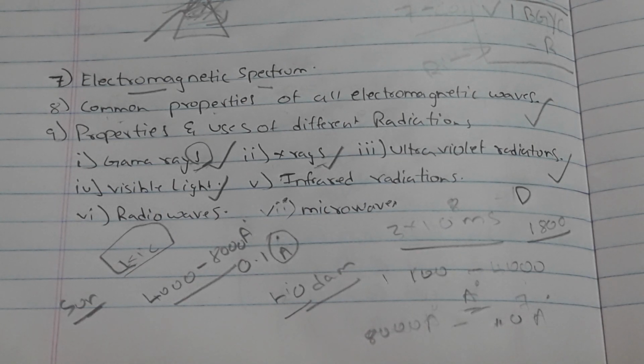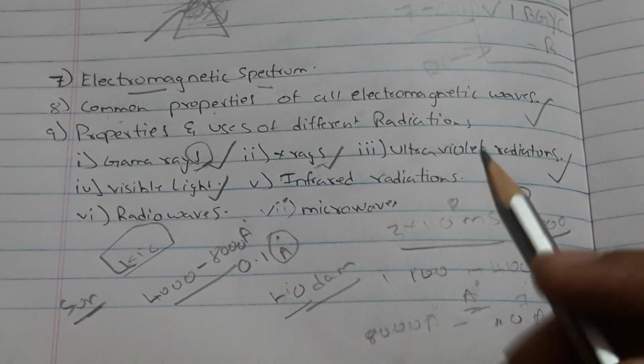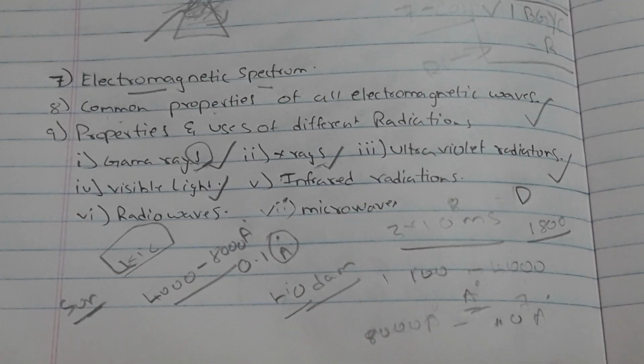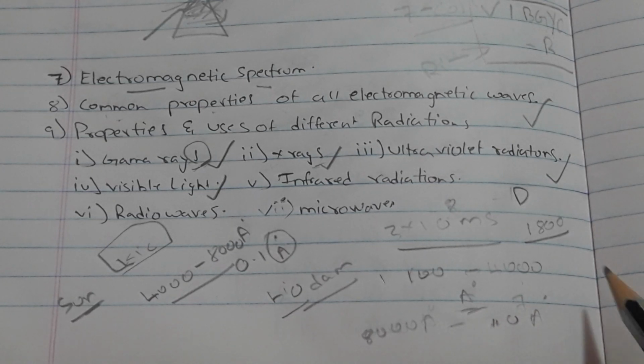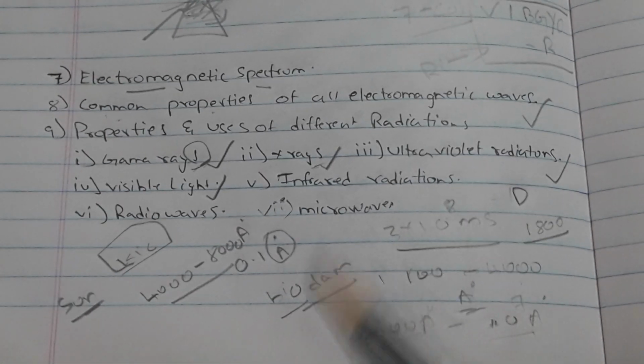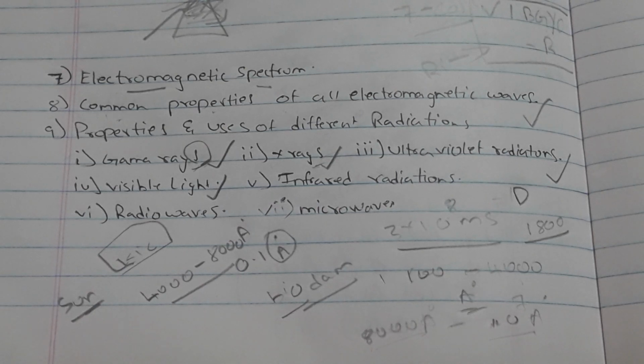Coming to the infrared radiation, what are the properties of it? We have already covered that it was discovered by Herschel in 1800, and that it is an electromagnetic wave between 8000 to 10 power 7 Angstrom. Now moving to the properties of infrared radiation.